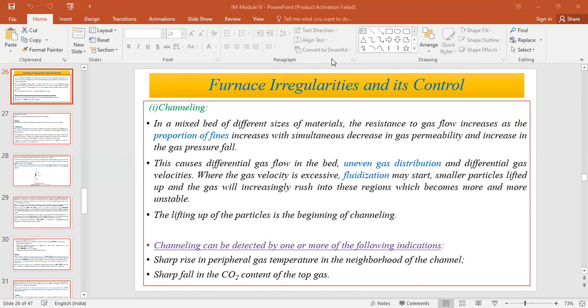So in that case, when the gases are unable to travel in the upward direction in one particular area, then certainly the gas will rise with greater velocities. In that case, there is a possibility that fluidization may take place. That means the upliftment of the burden or the liquid products in the blast furnace takes place.